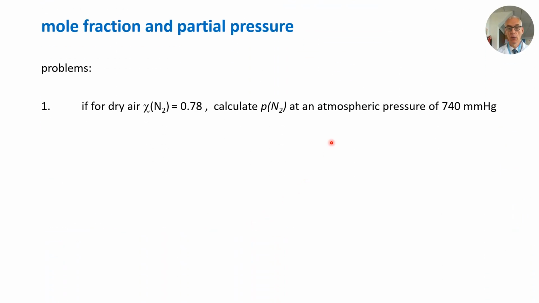So let's start with a simple problem. If for dry air the mole fraction for nitrogen is 0.78, calculate the partial pressure of nitrogen gas at an atmospheric pressure of 740 millimeters of mercury. Pause, calculate the partial pressure for nitrogen.